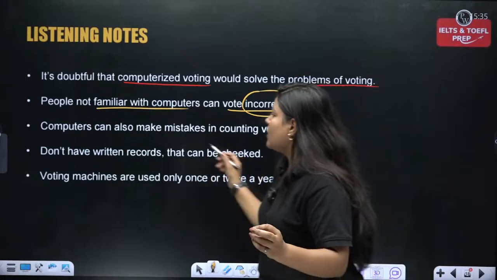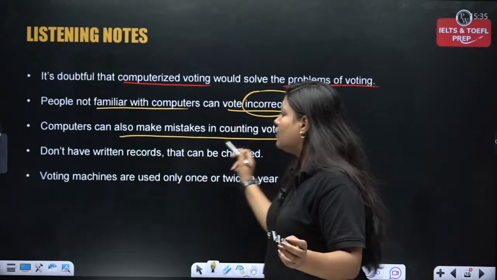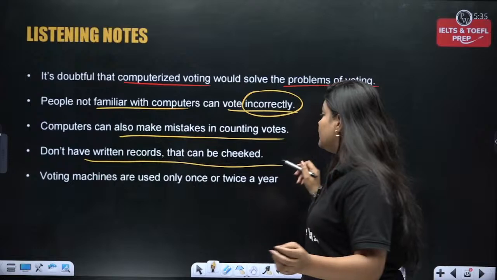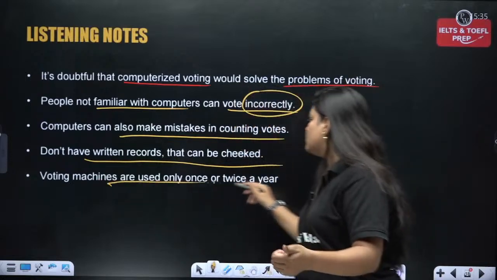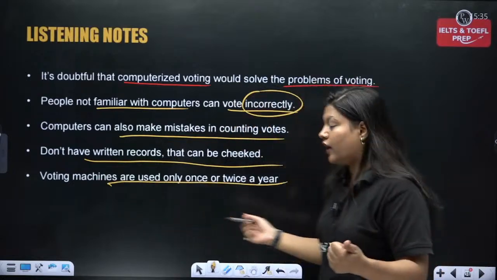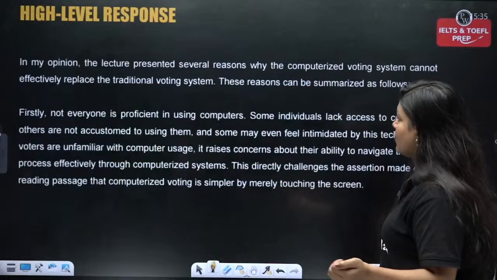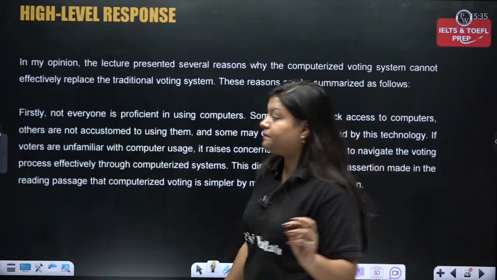Okay, now computers can also make mistakes in counting votes. Don't have written records that can be checked. Voting machines are used only once or twice a year. Okay, now let's have a quick look at how our response is going to be.